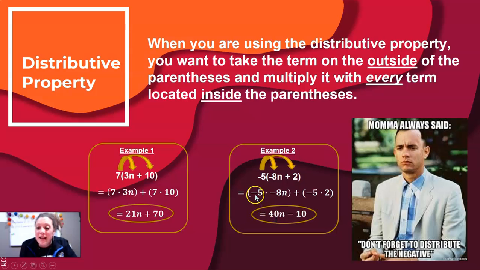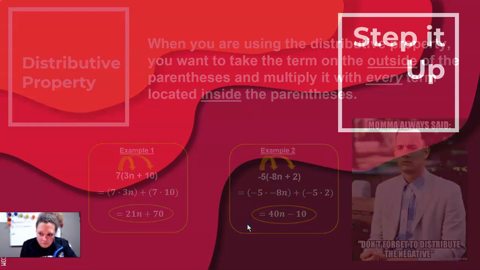So negative 5 times negative 8 is going to be a positive 40n, and then negative 5 times a positive 2 is going to be negative 10. So I don't need to put plus negative. It's kind of redundant. We don't include that plus sign. We just leave it like that.